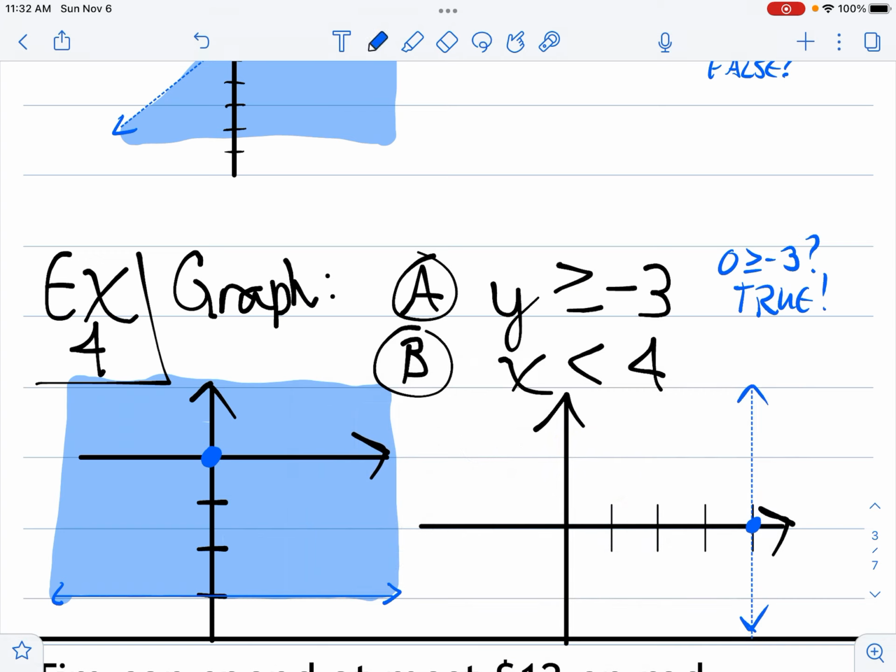And then again, we have to decide what side we shade. 0, 0 is right here. Okay, so the question becomes, is 0 less than 4? And again, this is a true statement. So I'm going to shade to the left side of this line to indicate that is the correct half plane.